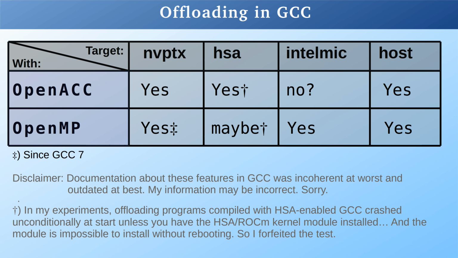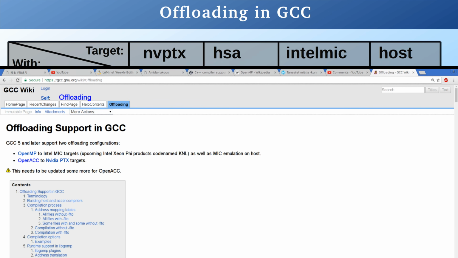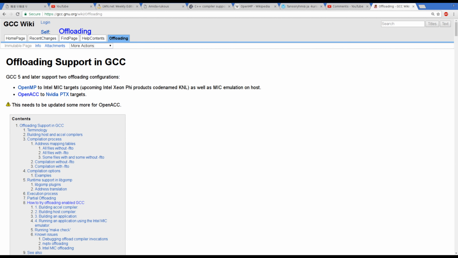Offloading in GCC is done using one of the following 2 standard extensions: OpenMP and OpenACC. These features are not usually enabled in your Linux distribution. You can enable them by building GCC from source code. Instructions can be found on the GCC website.